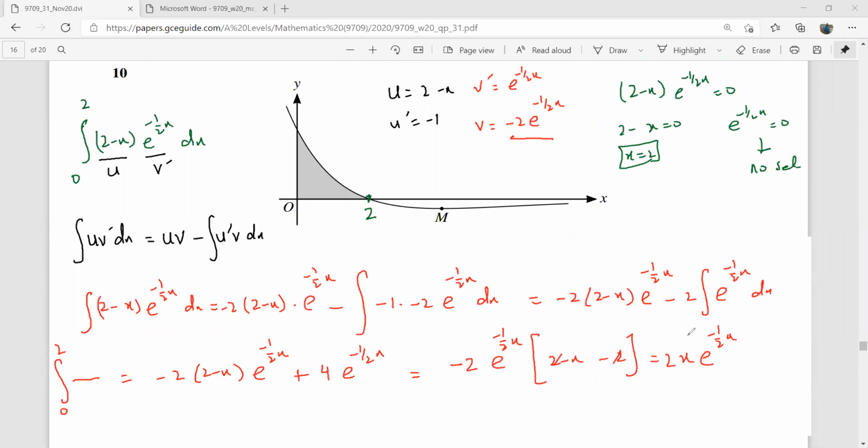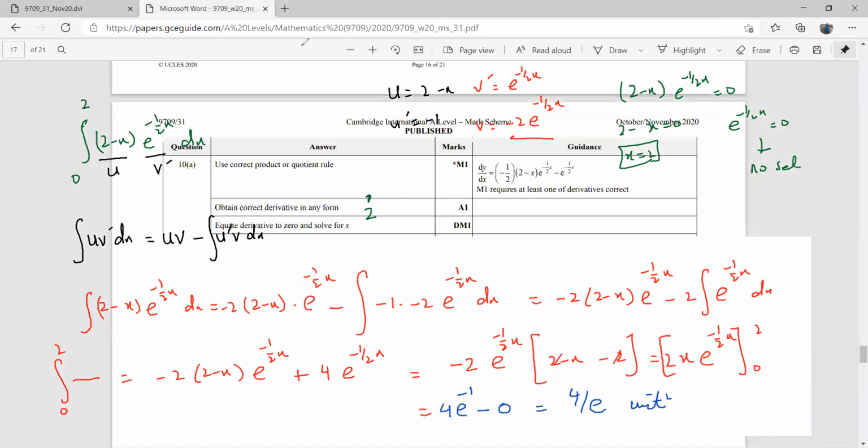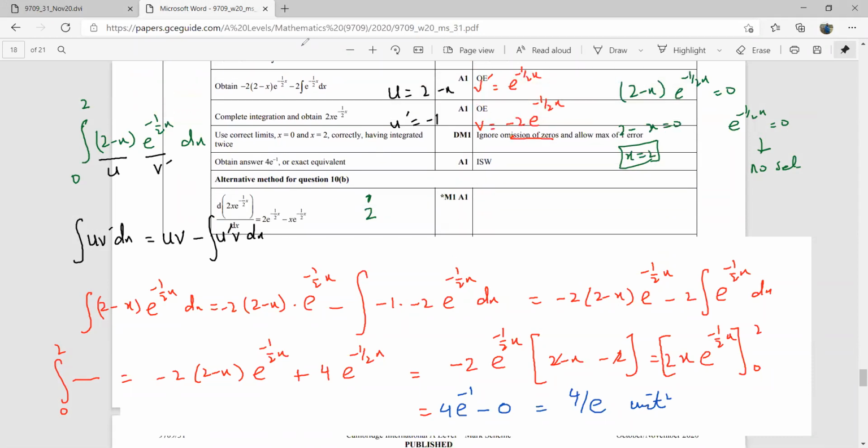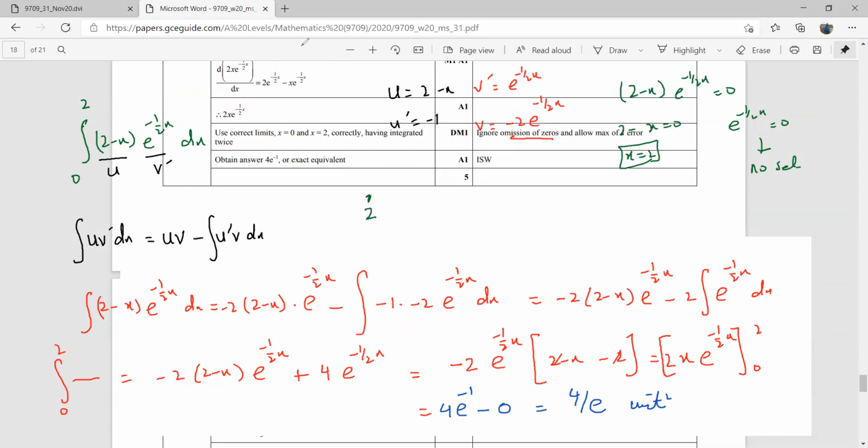Let's quickly put the limits into it. Limits from 0 to 2. When you put 2, this is going to be 4 e raised to power minus 1. When you put 0 into it, all of this is going to be 0. So the answer is 4 over e units squared. Let's check the answer quickly for this last part. And that is, yeah, 4 e raised to power minus 1 or 4 over e.